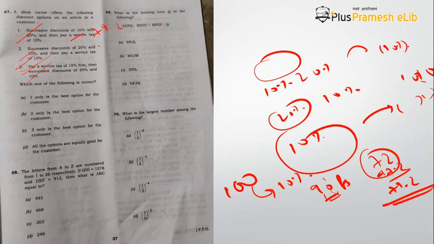Now come to the second one. You again start from 100 rupees. The first discount is 20%, so the article would now cost 80. Then you give a 10% discount, so reduce 8 rupees from it, that would be 72. And then you put a 10% tax, that will be 72 plus 7.2, which is again 79.2.